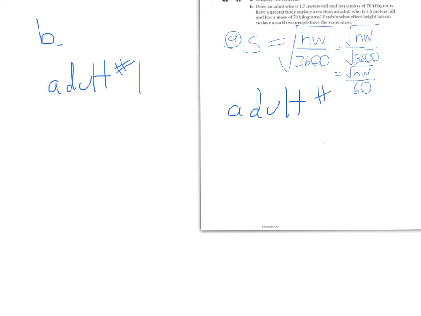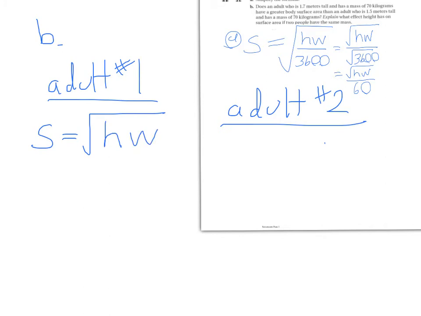Now, before I continue, it will be your duty to calculate all the information for adult number 2. I'm going to calculate the information for adult number 1. And then following my example, you'll calculate adult number 2, and then compare the two body surface areas and come to a conclusion. So, here we go. S, the formula again, is equal to the square root of HW divided by 60. Remember, we are going to use the simplified version just to make it easier on ourselves.